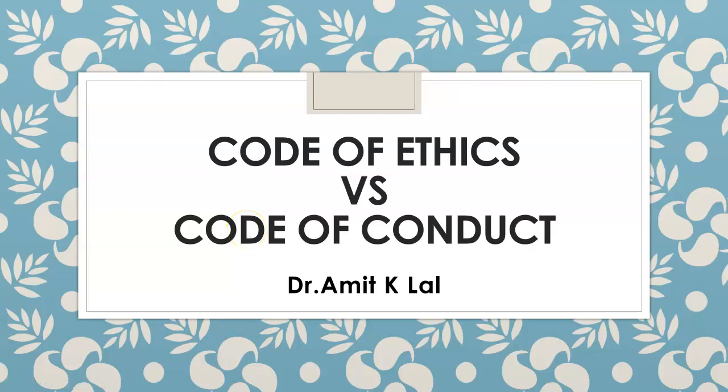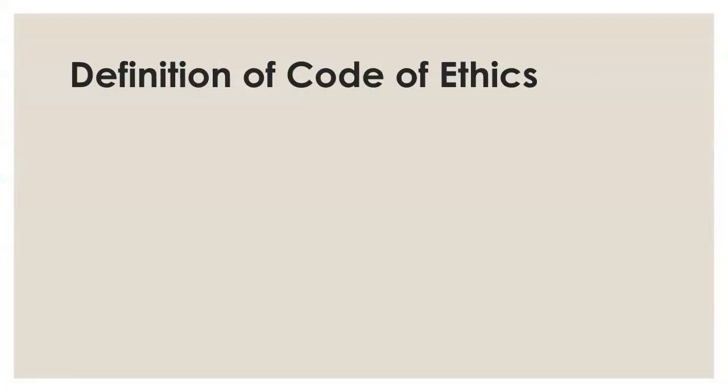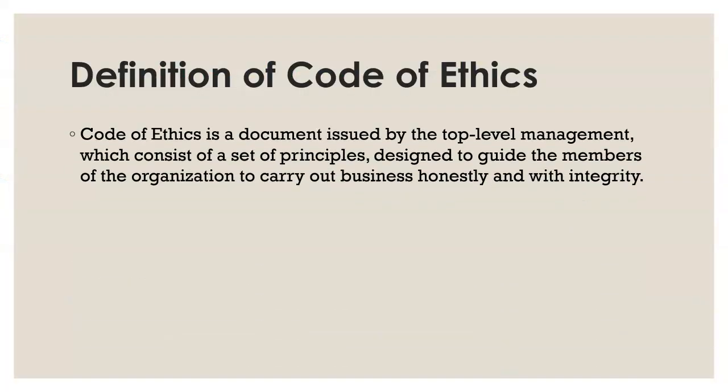So in this particular lecture, I'm going to discuss another topic from ethics, and that is called code of ethics versus code of conduct. Another important topic, and this is one of the topics which often confuses any aspirant or anybody who is preparing for business ethics subject. So let's talk about a basic definition of code of ethics. Code of ethics is a document issued by top level management which consists of a set of principles designed to guide the members of the organization to carry out business with honesty and integrity.